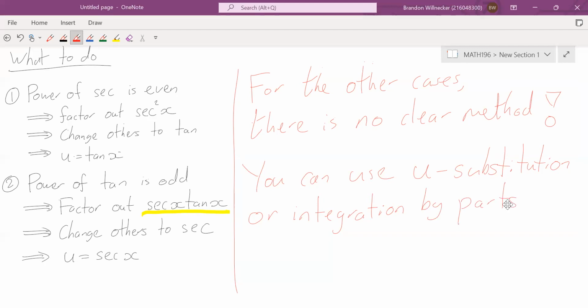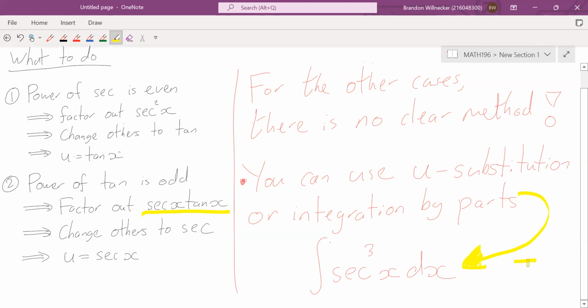So you would have to check that given the problem. So for example, if you have something like the integral of sec cubed, we see that the power of sec is odd. Now, we only know what to do if the power of sec is even or if the power of tan is odd. So in this case, we have to try something else. And we will see that given this kind of integral, sec cubed, we need to do this using integration by parts.